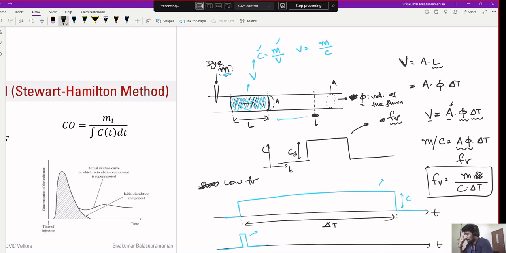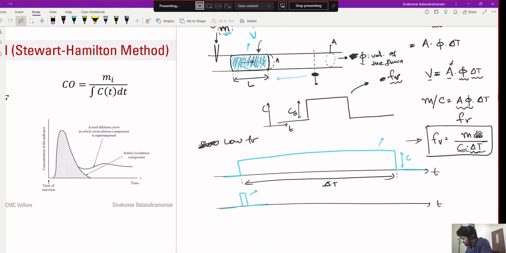Is that clear? So if you have a scenario like this and we are able to measure the concentration through a sensor, and if this assumption is in fact correct, then we can find the volume flow rate by simply knowing how much dye was introduced, by measuring the concentration of the dye in the blood as it passes through the detector, and the width of the pulse.